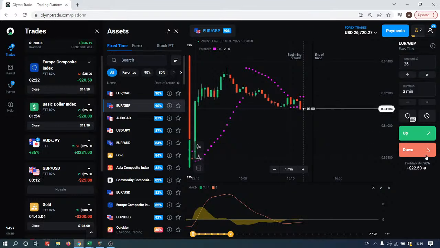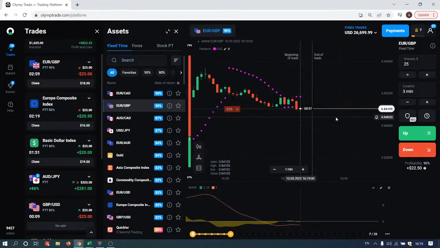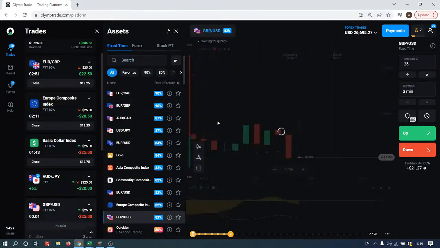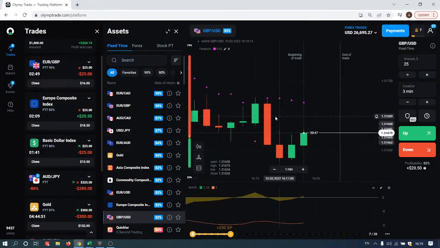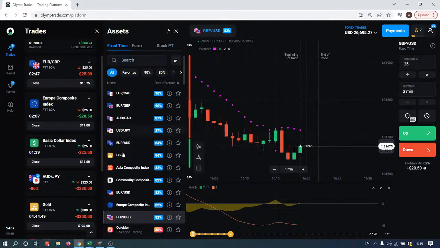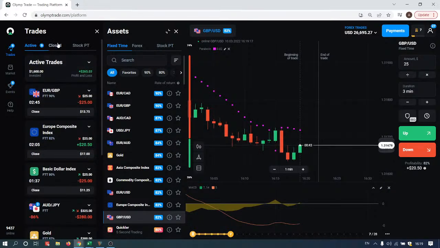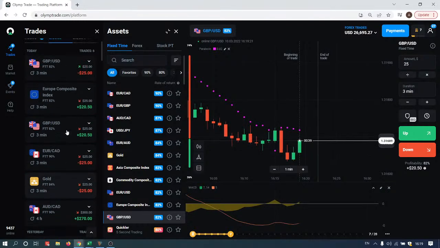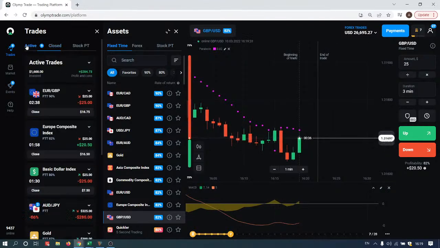Yeah, let's give it a try. So the euro against the British pound. Okay, no win here, unfortunately. Have a look at my closed trade.